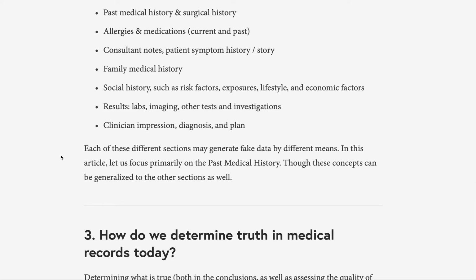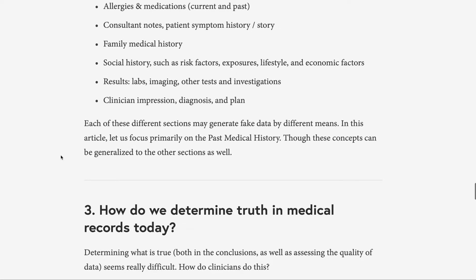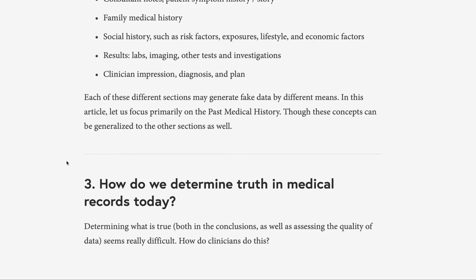All right, let's move into the third and final section of this post, which is how do we determine the truth in medical records today? We've been discussing a very complicated, elaborate process of trying to understand whether something's actually true. And this seems like it takes a while, is a bit tricky. How do clinicians do this in practice on a daily basis?